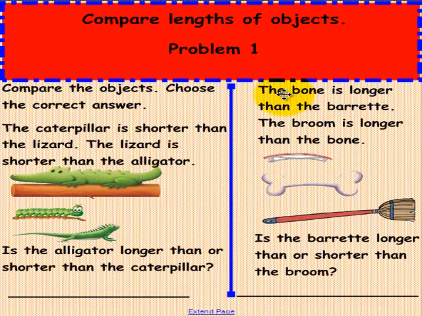Part 2. The bone is longer than the barrette. Here's the bone. Here's the barrette. The broom is longer than the bone. Here's the broom. Here's the bone. Question. Is the barrette longer than or shorter than the broom? Write the word longer than or shorter than right here. Please pick up a pen to solve this problem.